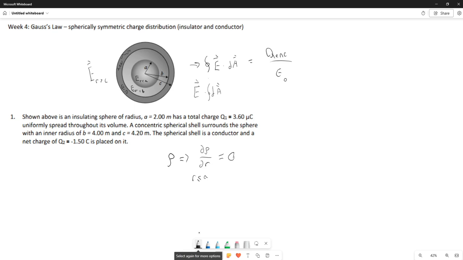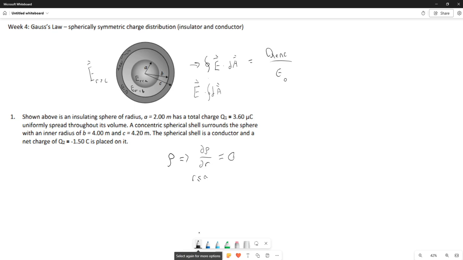And then we have a concentric shell, which is a conductor, which we already said means the electric field is going to be 0, and that spherical shell has a net charge of negative 1.5 coulombs placed on it. So the thing to realize here is inside the shell, the electric field is 0, but there is a net charge on it. That means however the charges distribute within the shell, the field due to the insulating sphere permeating through it will cause the charges to distribute within the shell in order to allow the electric field inside the conductor to be 0.